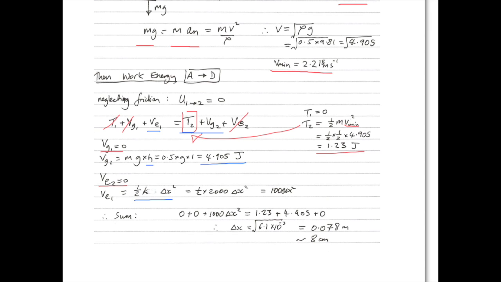and given that it's compressed from its fully decompressed state, we know that we only need to find the delta x in order to find x2, or the compression distance. So since we know what k is, we have the expression for the initial potential of the spring, and equating it all together, we can get our formula as a function of delta x, and we can work out that it should be just under 8 centimeters of compression for the spring.